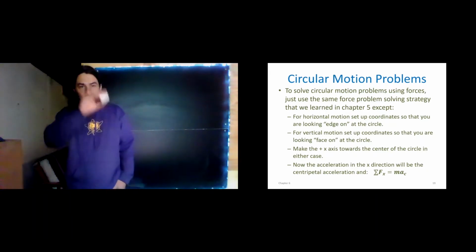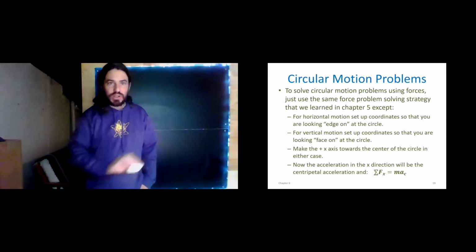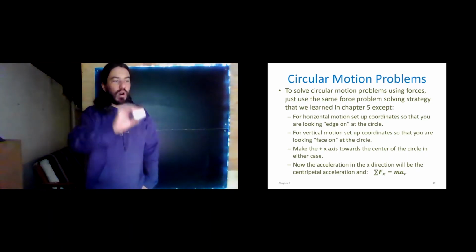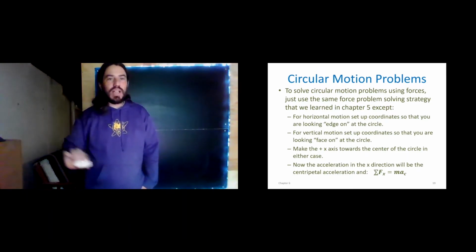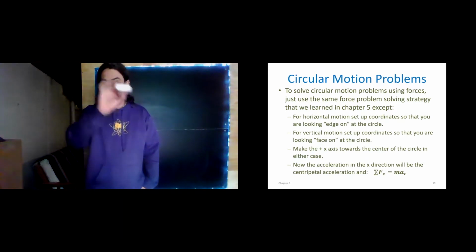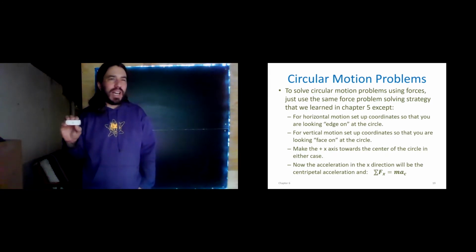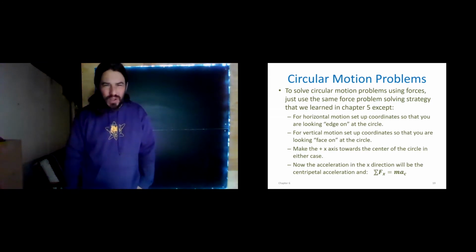For vertical motion, so this would be vertical motion. This is a vertical circle. You're going to want to set up your coordinates so that you are looking at the circle face on. In other words, like this. So this is sort of a complicated way of saying just always do a horizontal view of the motion.